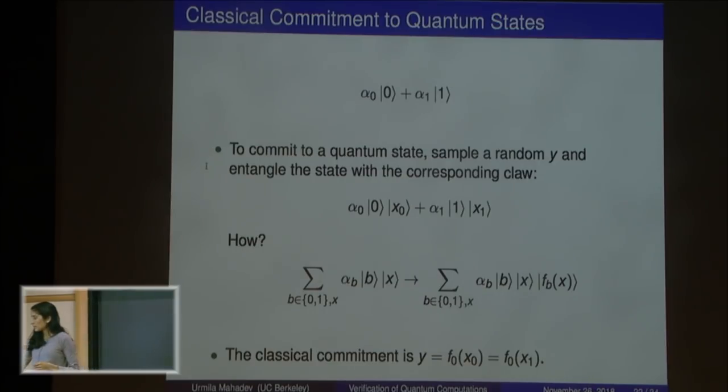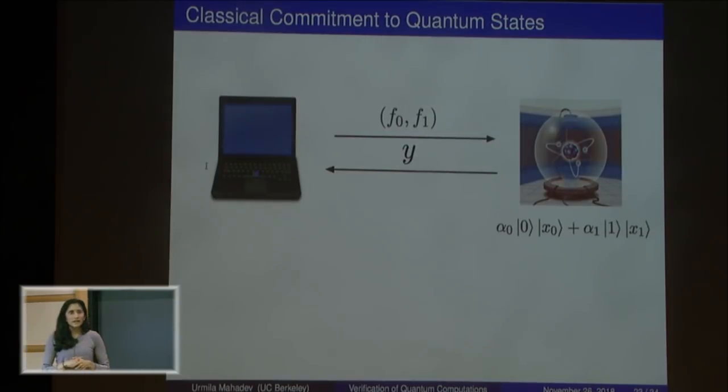So here's what the commitment protocol looks like. The classical verifier selects trapdoor claw-free functions F0 and F1, and he tells the prover to commit to any state of his choice. The prover commits and returns the image Y.